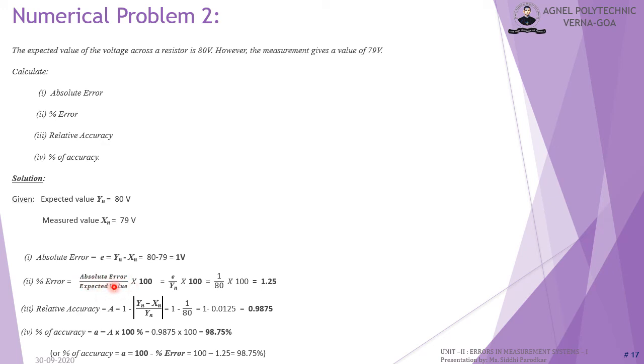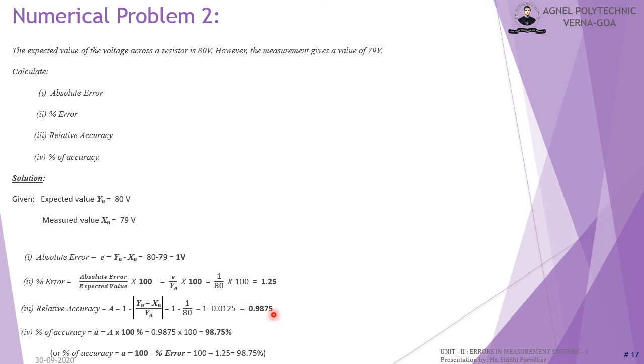The absolute error we have found as 1 volt divided by expected value, that is Yn, which is equal to 80 volts into 100. Answer is 1.25. Next, relative accuracy given as A is equal to 1 minus absolute value, that is the positive value of (Yn minus Xn) divided by Yn. So 1 minus (Yn minus Xn is 1 volt) divided by Yn, that is 80, which is equal to 1 minus 0.0125. The final answer is 0.9875. This is the relative accuracy.